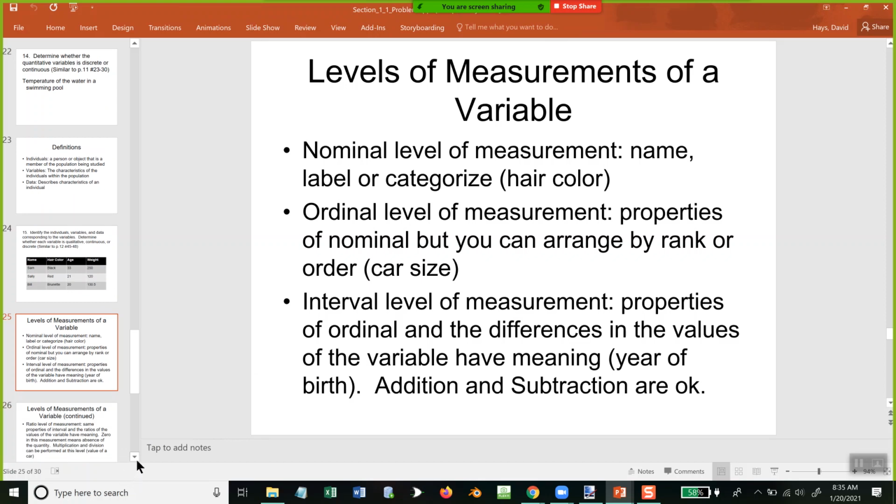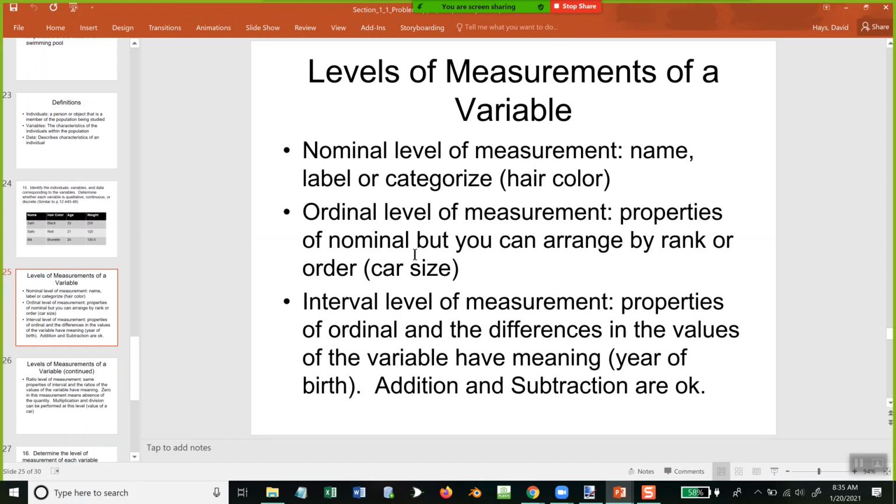Okay, levels of measurement of a variable. Nominal level of measurement is a name, label, or category, like hair color.